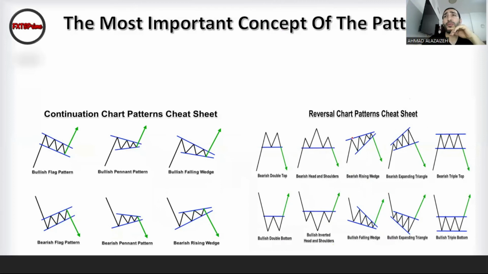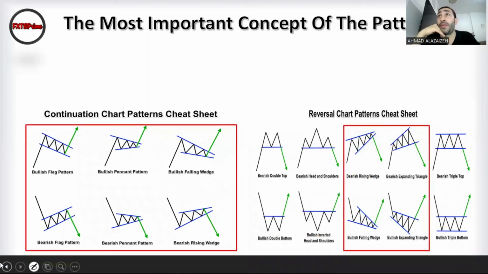The difference between the reversal pattern and the continuation pattern is that continuation patterns continue the trend, while reversal patterns reverse the trend. So double top, double bottom, head and shoulder, inverted head and shoulder, rising wedge, expanding triangular, it's a triangular regardless, and triple top, triple bottom. So let's discuss the differences between them and what is important in each type.